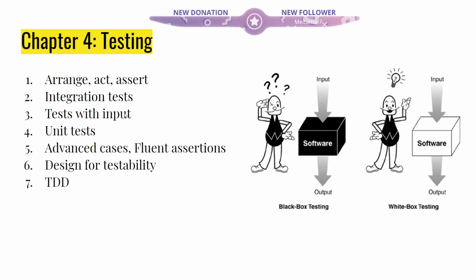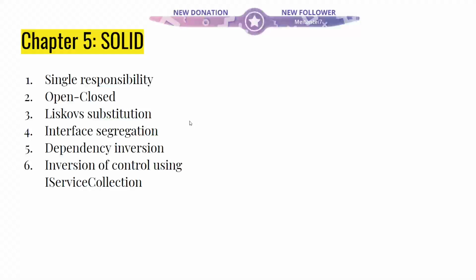Chapter 4, testing, a very important topic. We will learn how to write automated tests, and we will learn the difference between white box and black box testing. So there are 7 lessons for that. Chapter 5 is SOLID, and I have no idea why I didn't put any picture for it. My bad. Anyways, SOLID is basically a collection of best practices, and we'll cover that in chapter 5. And here are the principles, and each principle will be of its own lesson.